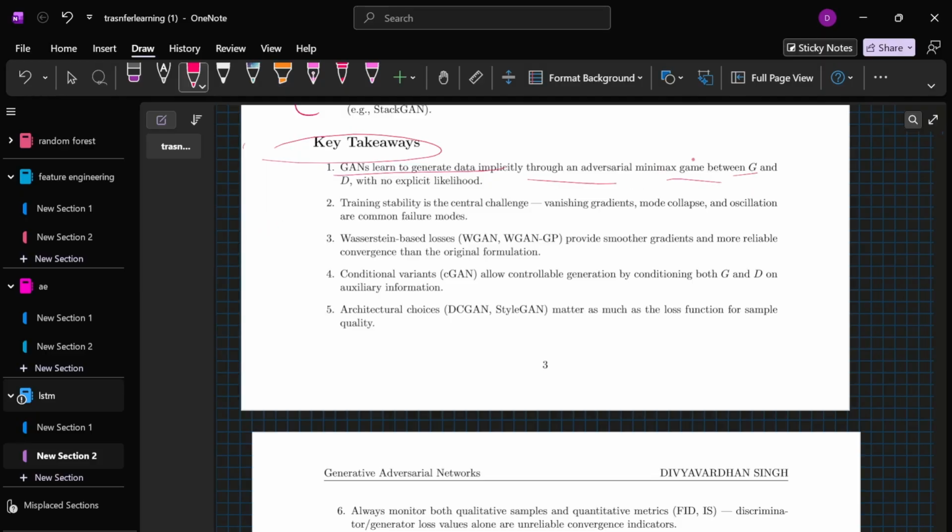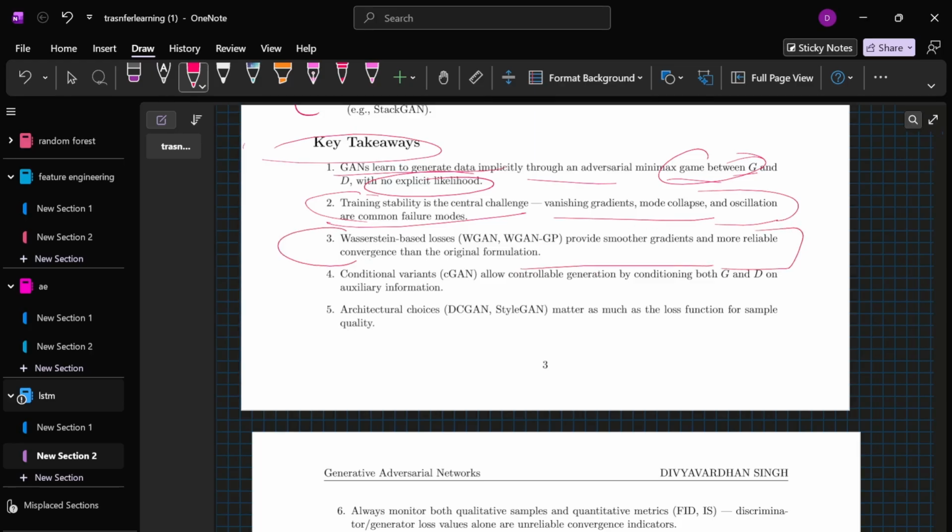GANs generate data through an adversarial game between two networks. No explicit probability modeling is required. The biggest challenge with GANs is training stability: vanishing gradients, mode collapse, and oscillation. These are the classical failure modes.